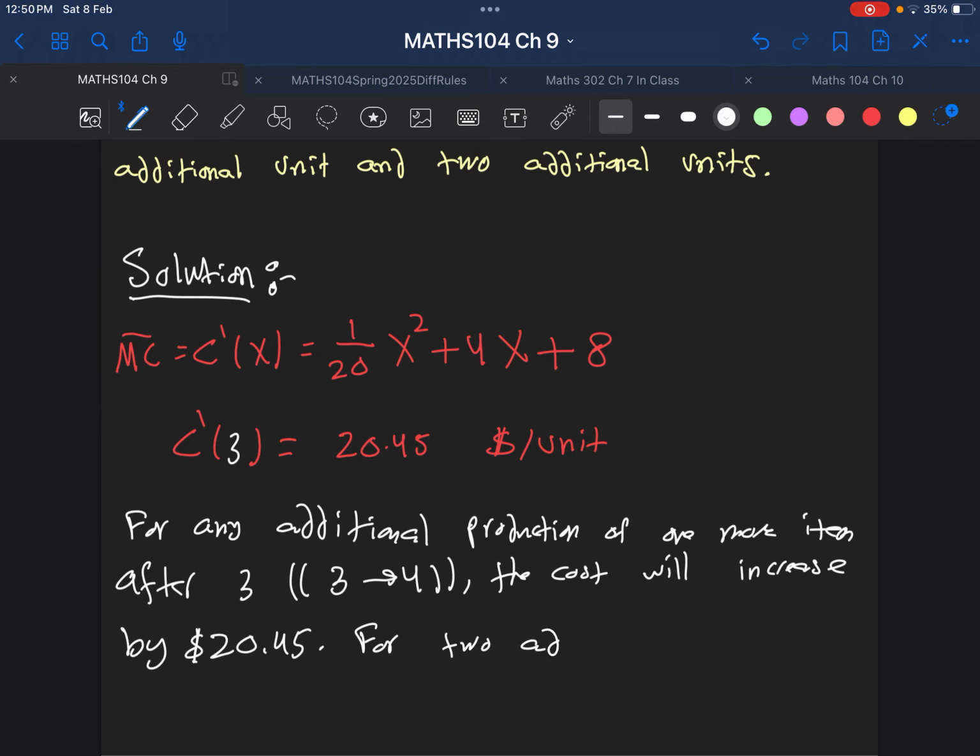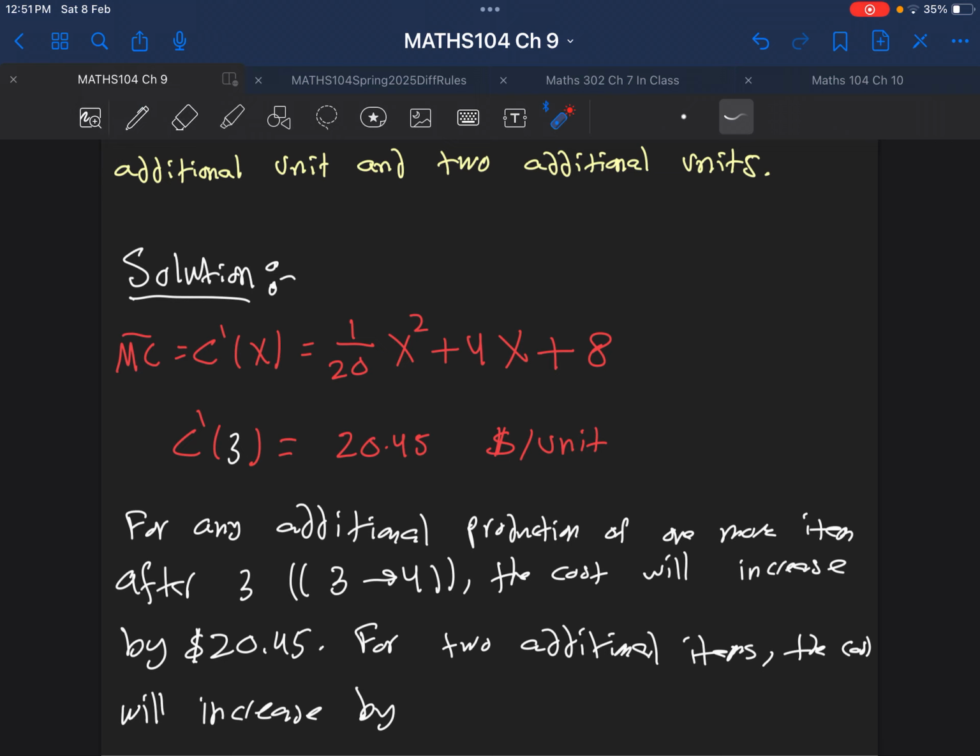Now, what does it mean if we do 2 additional items? For 2 additional items, the cost will increase by, now if we go from 3 to 4, we will add 20.45. Now if we did another one as an estimation, it will be $40.9. Of course, this is not accurate, but this will give you an estimation. So the decision maker, the manager, whoever runs the company will have an idea. If we go and produce more items, it will cost me more and my cost will just go up.